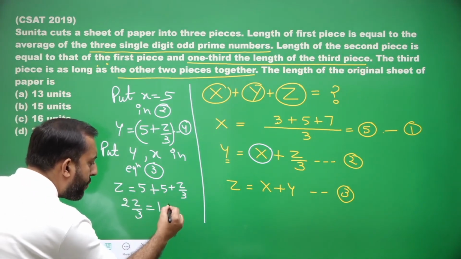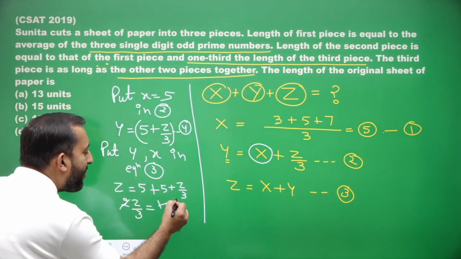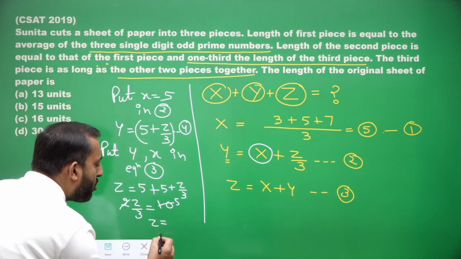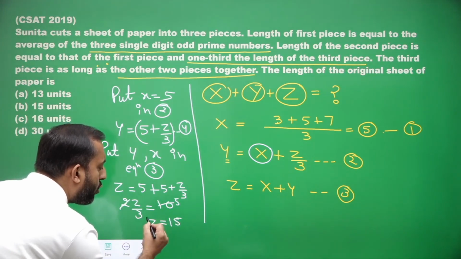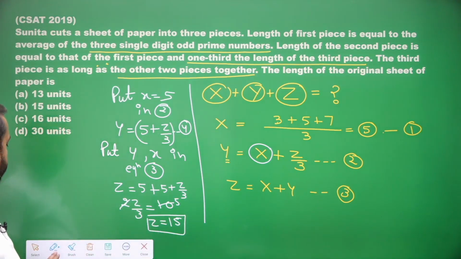5 plus 5 is 10. So 2Z by 3 equals 10, and from here Z comes out to be equal to 15. If Z is 15, then what should be the value of Y?